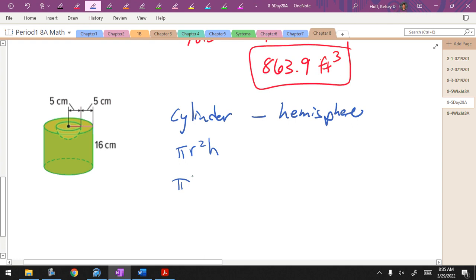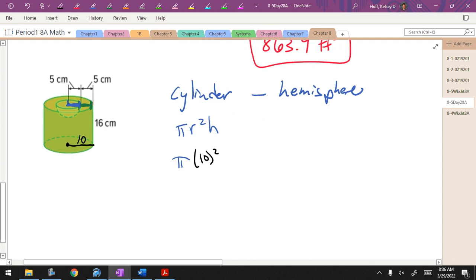We have to be kind of careful with this, don't we? The center, they show us with these lights, the center to the edge of that hemisphere is how far? 5. Then from the edge of the hemisphere to the outside of the cylinder is 5. But my question is, from the center of the cylinder all the way to the outside is 10. We have to put both of those together. And how tall is it? 16. Calculate that for me.